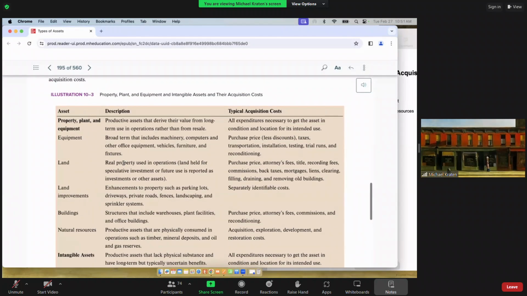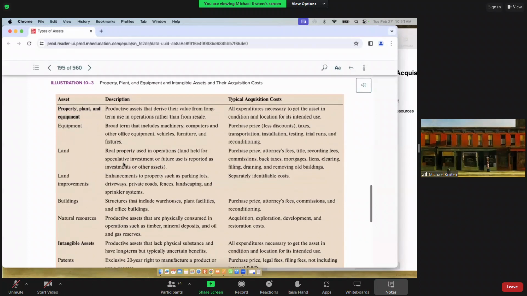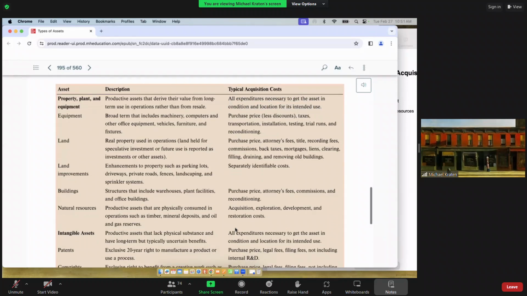Okay, questions about the description column? Okay. To go through the acquisition cost column, the important thing to remember is the definition for tangible assets, which I just highlighted, and the definition for intangible assets, which I just highlighted, exactly the same definition. It's everything that you have to spend to get the asset purchased and ready to be used.